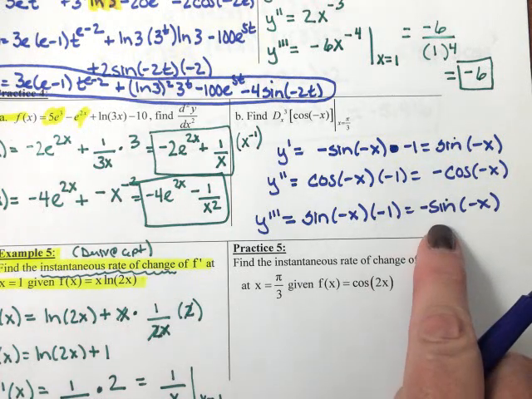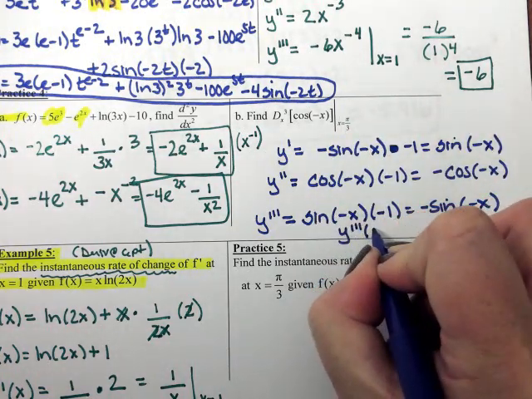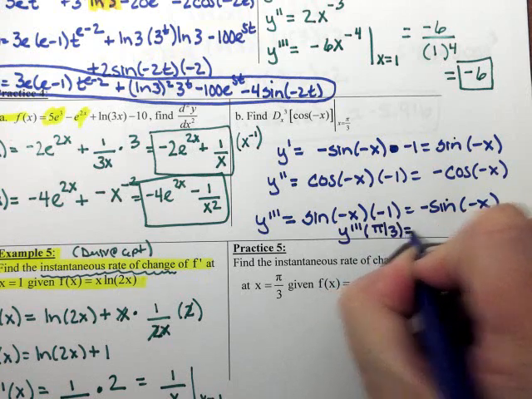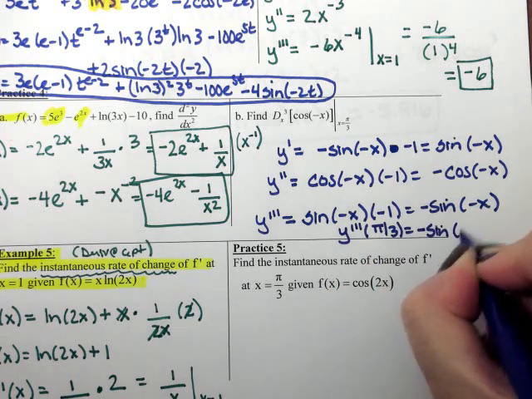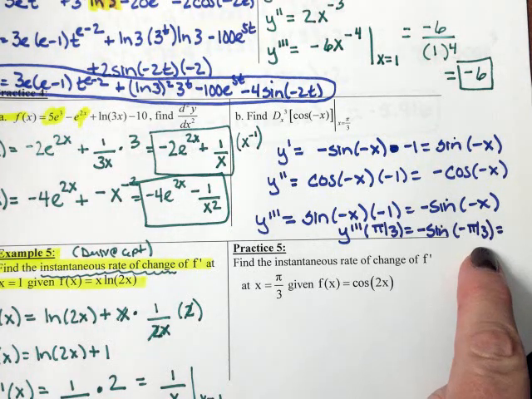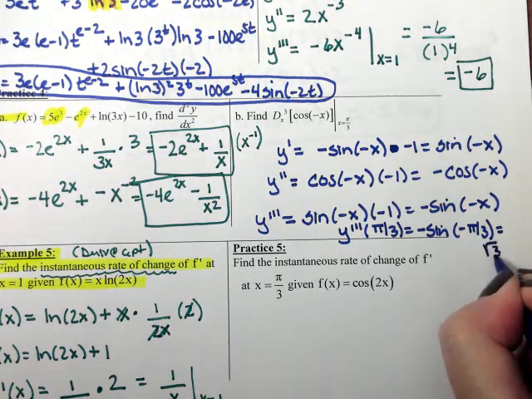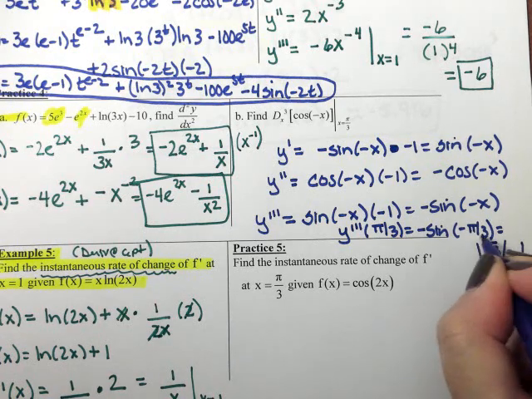So now I want to find the value of this derivative at pi over 3. So negative sine of negative pi over 3. So negative pi over 3 is down there in quadrant 4. The sine of negative pi over 3 is going to be negative square root 3 over 2, and a negative negative will become a positive. So the answer to this is going to be positive square root 3 over 2.